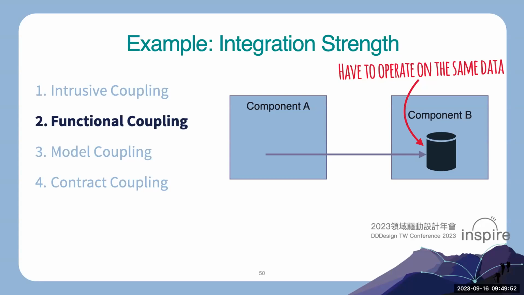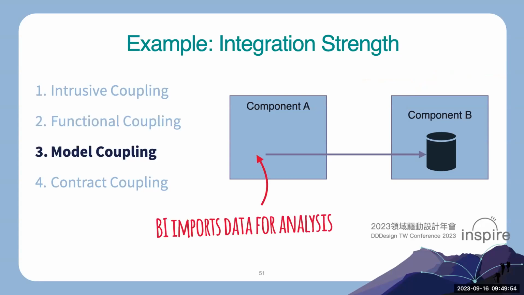On the other hand, let's say that component A is a BI system, business intelligence system, that simply takes all the data from the operational database because they want to analyze it in the future. Well, by doing that, it's no longer a functional coupling. However, they're coupling themselves to the models used in the operational system. And that's why it becomes model coupling.